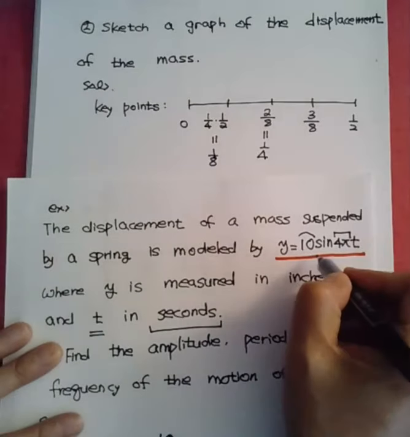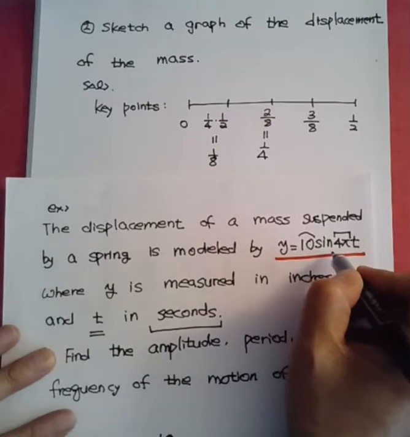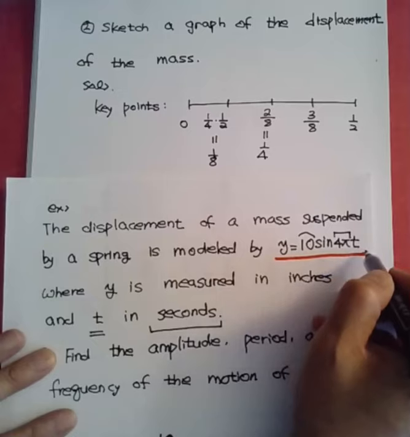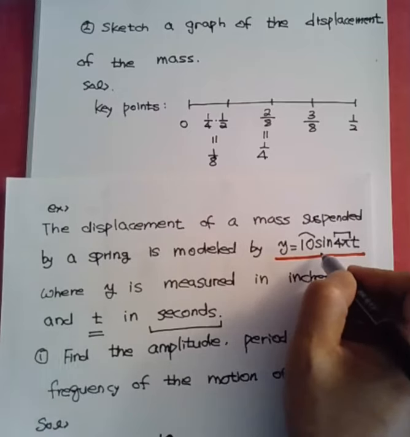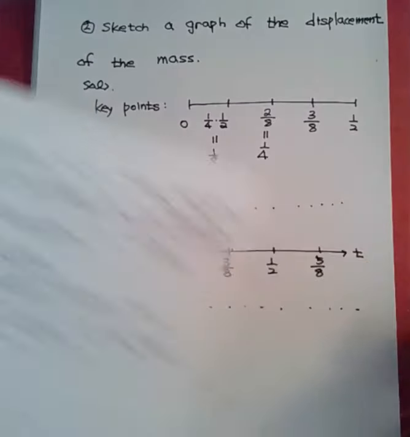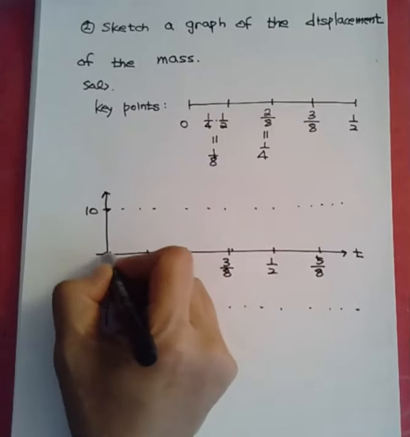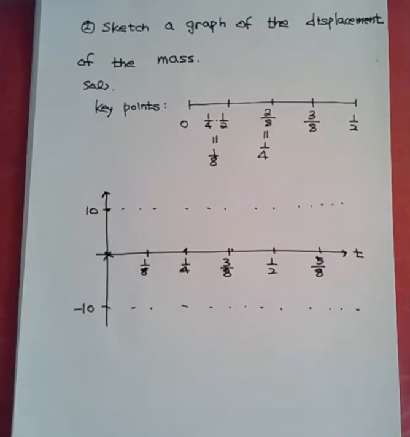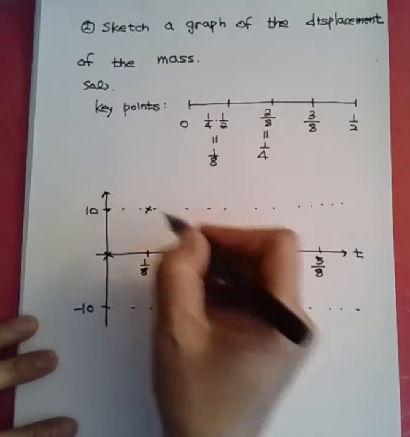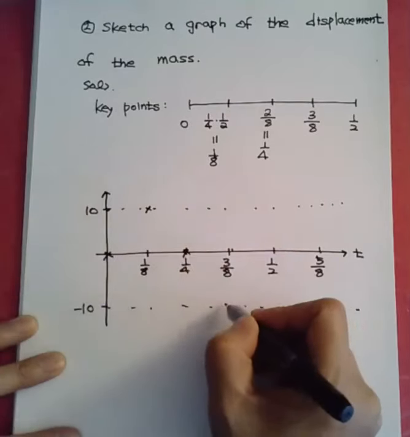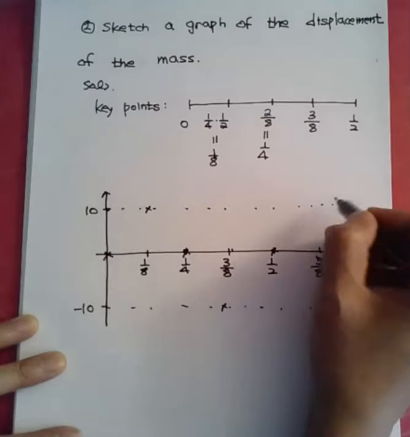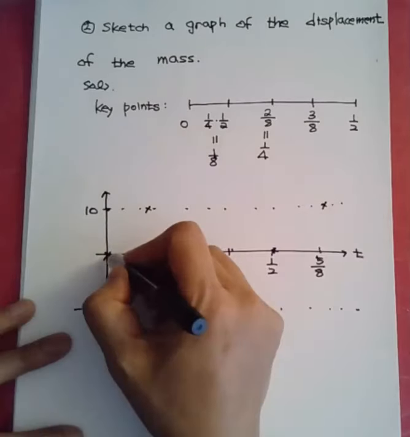The function is 10 times sine 4 pi t, so there is no vertical shift. It passes the origin and there is no reflection, so it'll follow the typical pattern of the sine function.